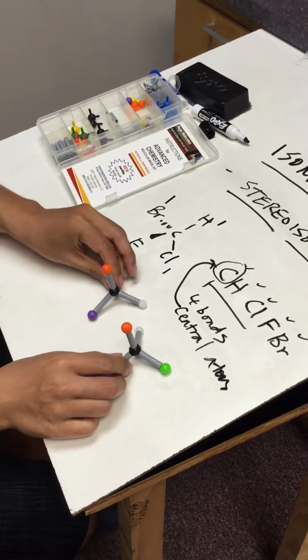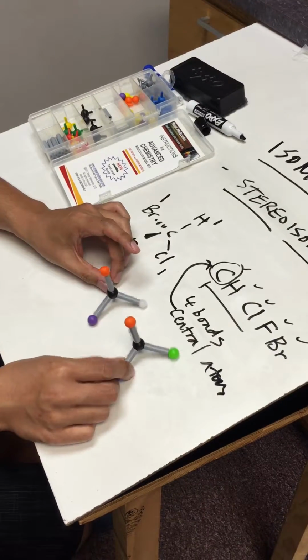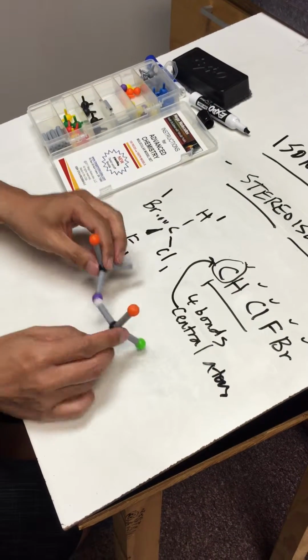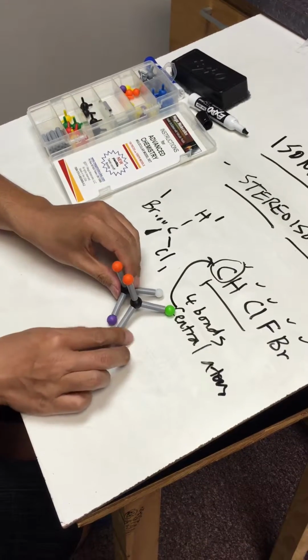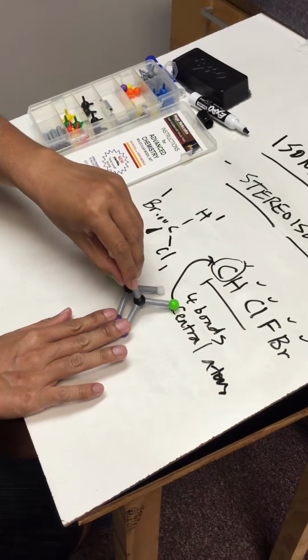Well, let's go back and look at the two molecules. Well, what do you notice? Well, I'm going to match the 2 bromine and the 2 fluorine, let's say.